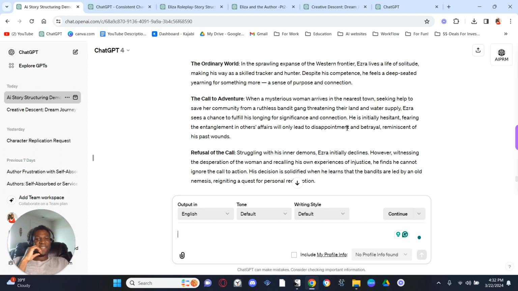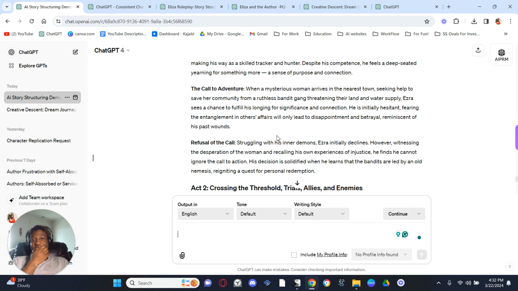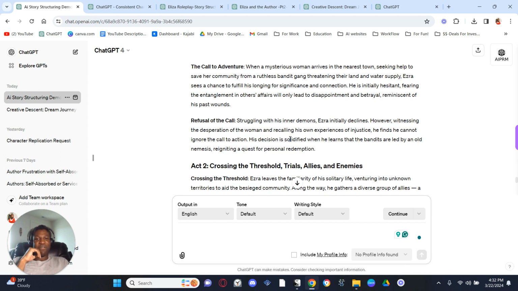He is initially hesitant, fearing his entanglement in others' affairs will only lead to disappointment and betrayal, reminiscent of his past wounds. Refusal of the call. Struggling with his inner demons, Ezra initially declines. However, witnessing the desperation of the woman and recalling his own experience of injustice, he finds he cannot ignore the call to action.